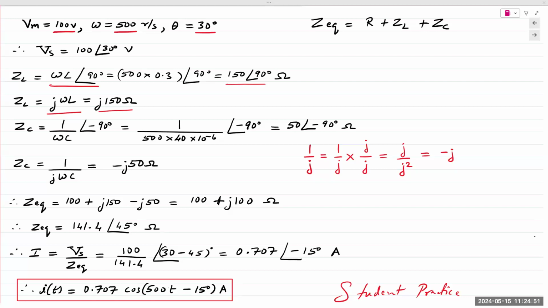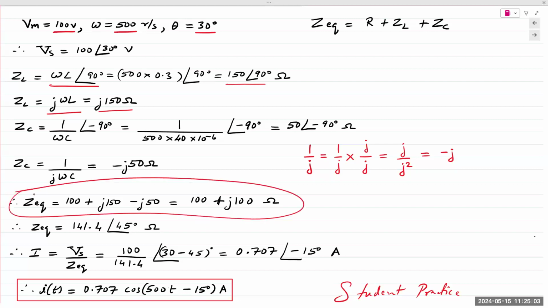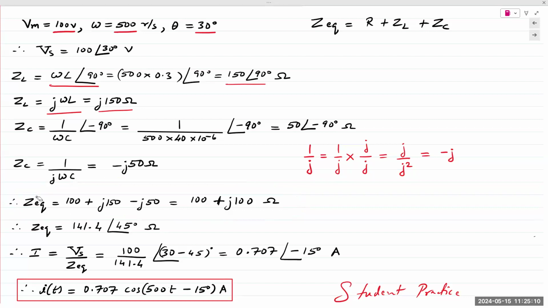Now, from this point on, you actually apply your circuit analysis technique. ZEQ in this case, of course, is simply the sum of all three components. So R plus ZL plus ZC. Here, ZEQ is 100 plus j100 ohms. At the same time, I know my next step is going to require a division, Ohm's law, and so I went ahead and also found ZEQ in polar coordinates.